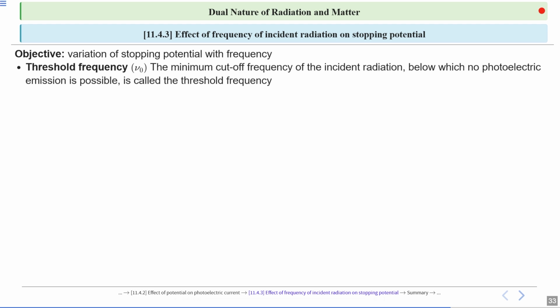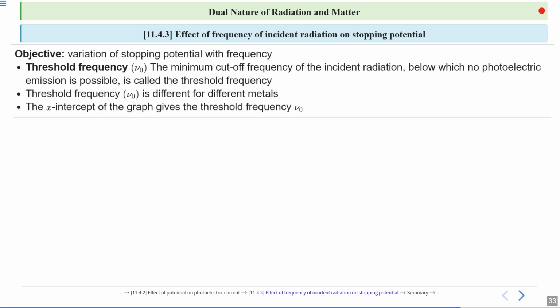Now, the threshold frequency, which we write as nu naught. This is the minimum frequency of light needed to cause photoelectric emission from a metal surface. If the frequency of the incident light is below this value, no electrons are emitted, no matter how intense the light is. Think of it as the minimum energy needed to knock an electron out of the metal. Threshold frequency nu naught is different for different metals. The x-intercept of the graph gives the threshold frequency nu naught.